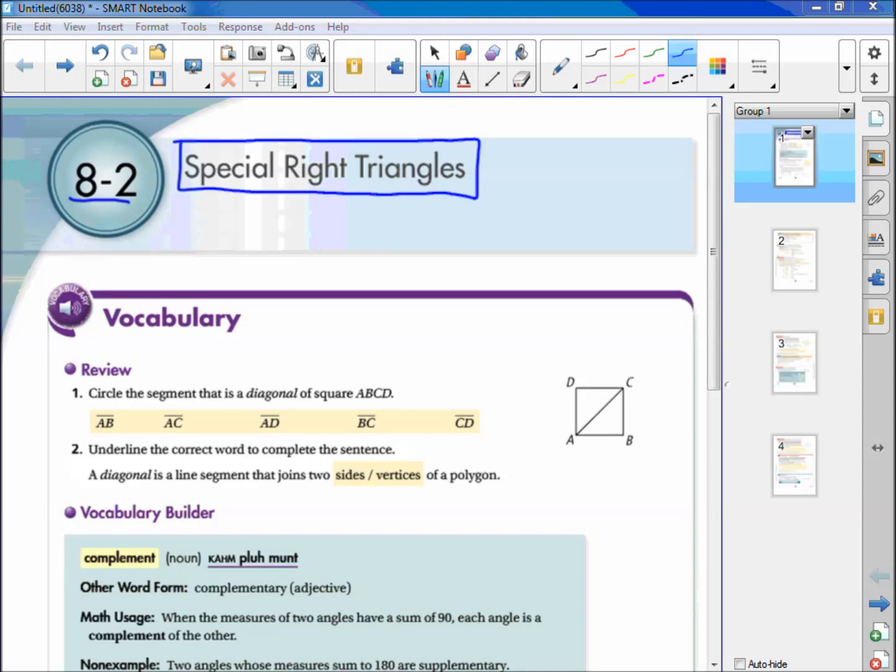First it says circle the segment that is the diagonal of square ABCD. Our diagonal is going to go from one vertex to another, so it goes across the middle of our polygon. AD would be a side, even though it goes from a vertex to another vertex. Okay? So underline the correct word to complete the sentence: a diagonal is a line segment that joins two vertices of a polygon together.